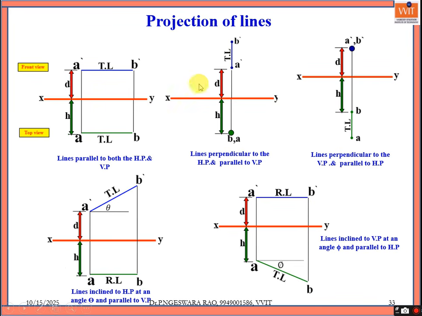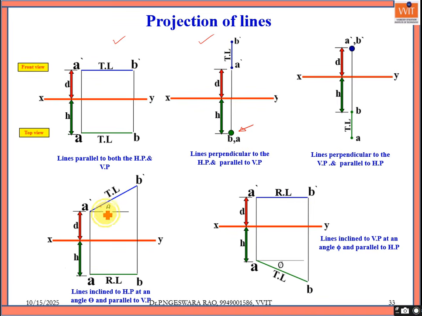The first condition is a line parallel to both planes. Front view is a line with the true length parallel to XY line. Top view is a line parallel to XY line with the true length. The second condition is a line perpendicular to HP: the front view is a line with the true length and perpendicular to XY, whereas the top view is a point. The third is a line perpendicular to VP: in the top view it is a true length line perpendicular to XY, whereas the front view image is a point.